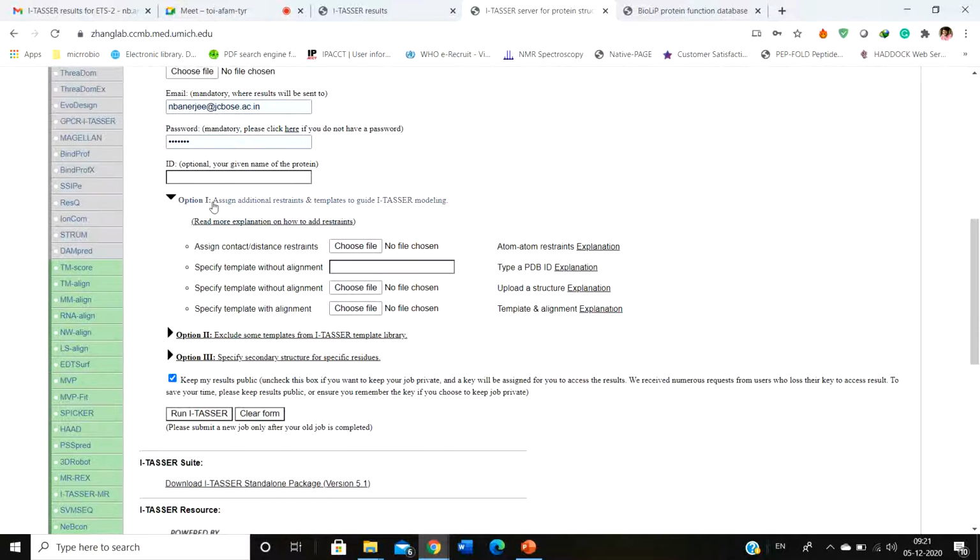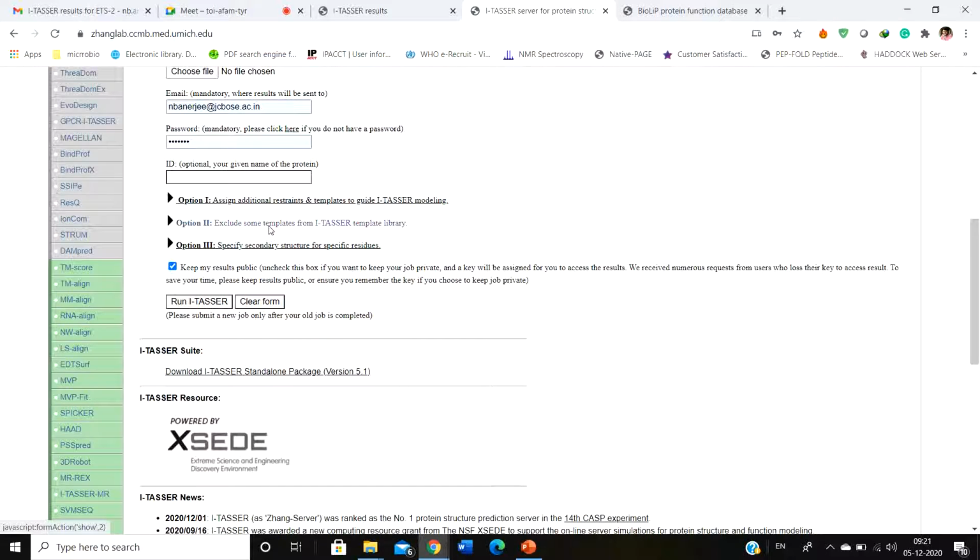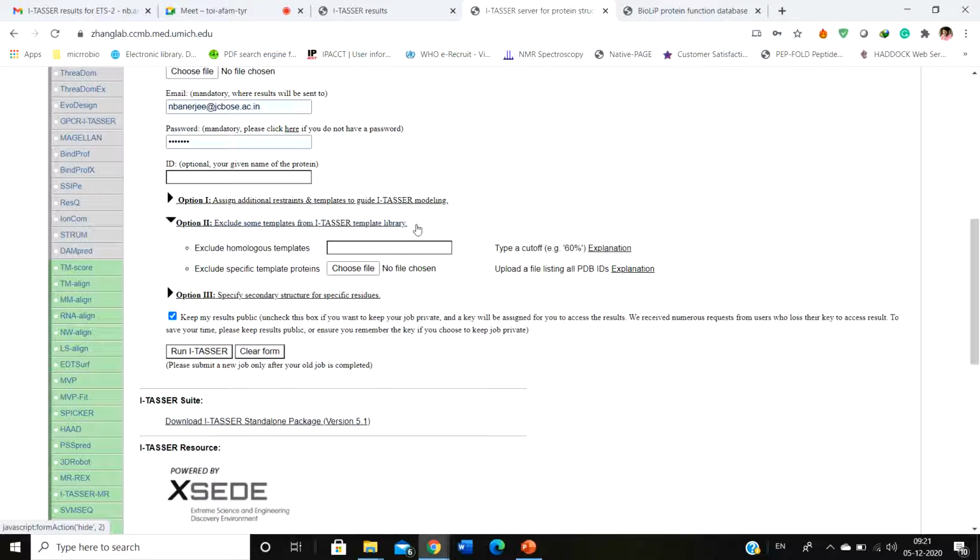And apart from that, you can also exclude some templates from the ITASER template library. For example, there are certain templates that you don't require. Sometimes proteins look similar and might have similar function, but they are not homologous proteins. You know this from several databases, you have the evidence. So you simply type in the PDB IDs and those templates will be excluded.